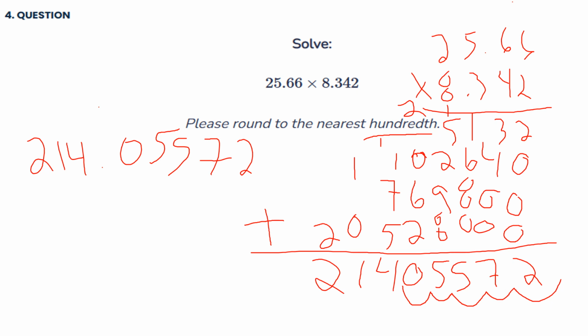And this first 5 right here is in the hundredth place. So since that 5 is in the hundredth place, we need to look at the number to the right of that 5. If the number to the right of that 5 is 0 to 4, you keep the number the same. If the number is 5 and above, then you have to round up. So since the number to the right of the 5 is 5 or above, we have to change that 5. We have to round up.